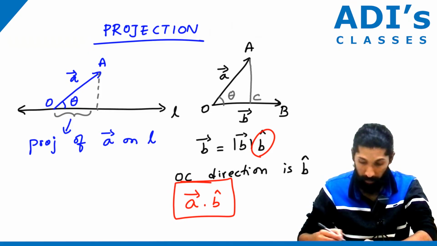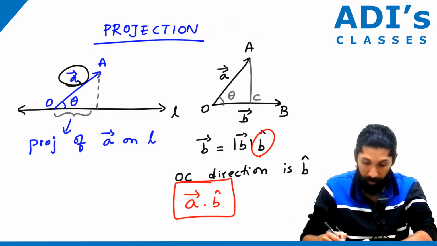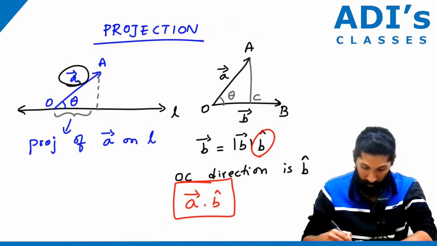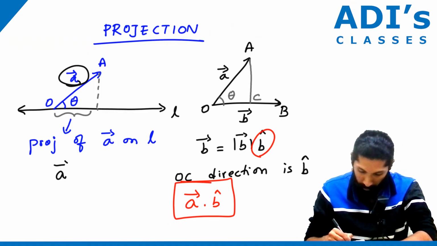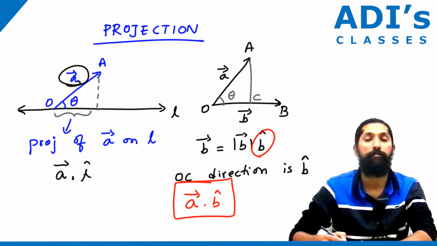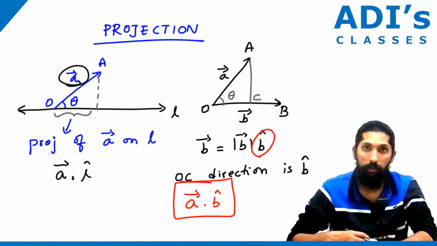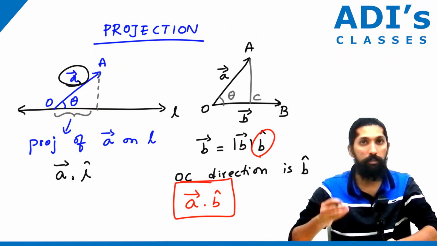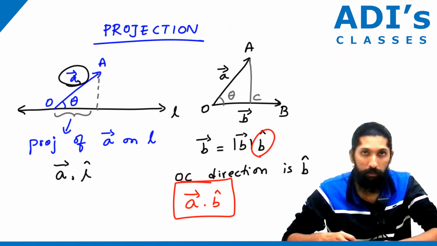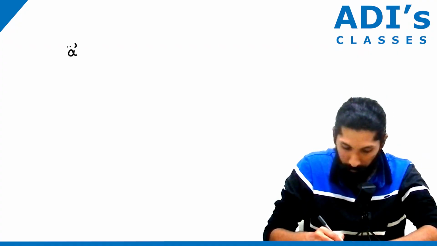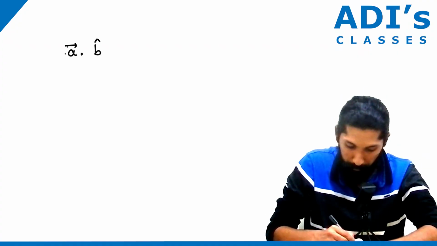Clear? In the same way, if you look at this example, vector A is being projected on line L. So, this is going to become vector A dot L cap. Okay, now let's understand the mathematical formula for this one. What we have is vector A dot B cap. This is the projection, correct?